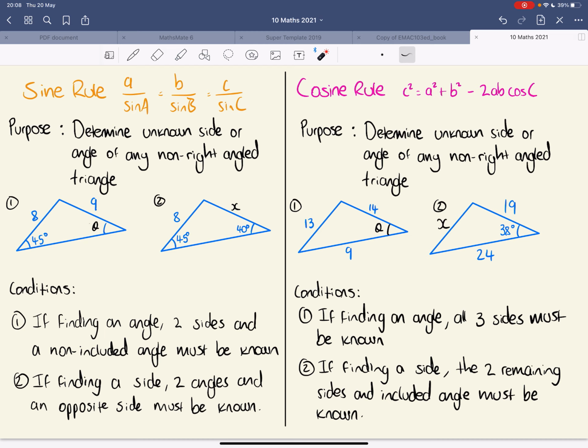Okay, I'll leave it at that, but in the next video, we're going to use this cosine rule along with the key ideas from these two conditions to determine the unknown angle and an unknown side in two examples.